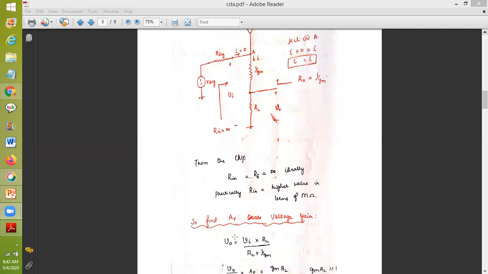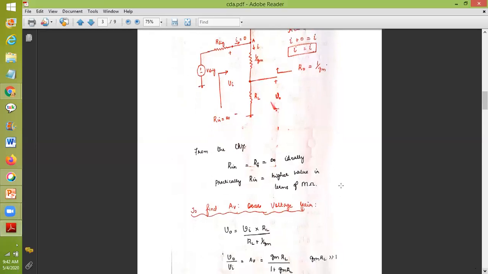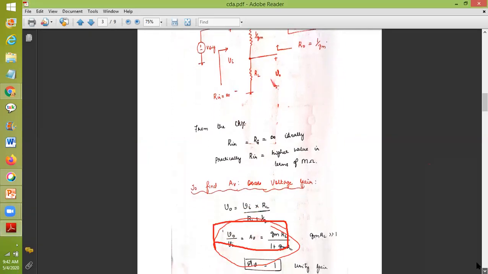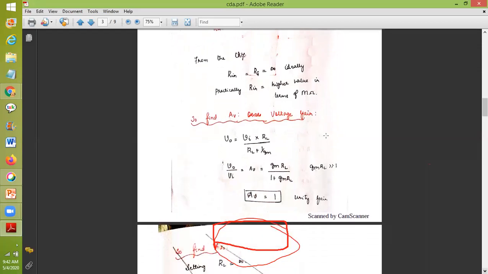See here V0, please mark here, V0 is equal to Vi. Vi is the main voltage into the resistance of the same branch RL divided by the sum of the two resistances, RL plus 1 by gm. Okay, so that is how you will get V0. Now I will bring this Vi to the denominator. So V0 by Vi represents the gain AV. When you take LCM, this gm term will go to the numerator, gm into RL divided by 1 plus gm into RL. Okay.